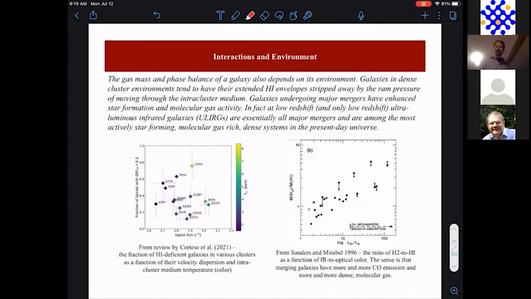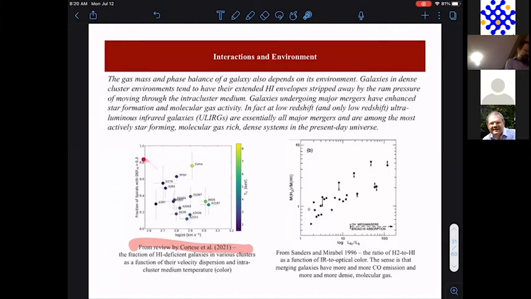Whether or not this deficiency applies to the molecular content has been much more ambiguous, but for almost 30 years, we've known that galaxies in clusters are deficient relative to similar galaxies in their H1 content. There's a really nice plot of this here from Cortese et al. So this is also a review in which each of these points is a local cluster.